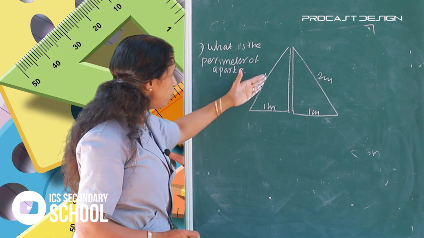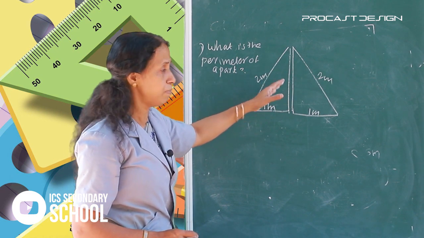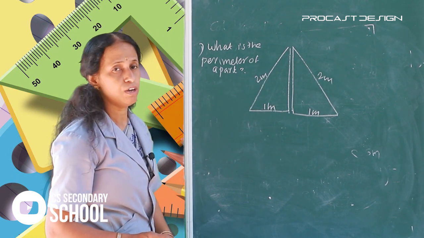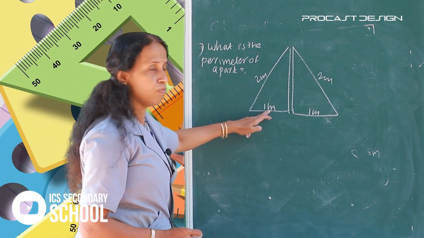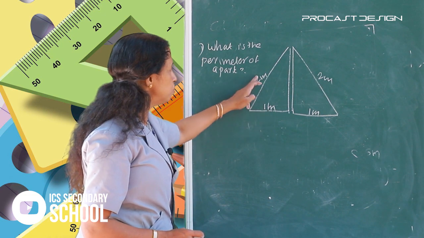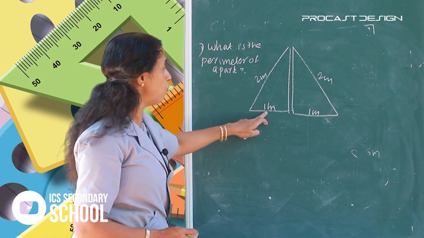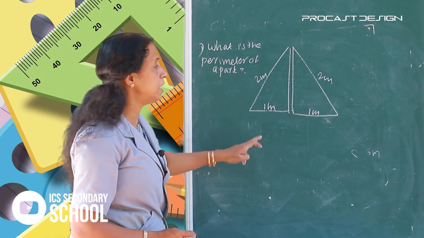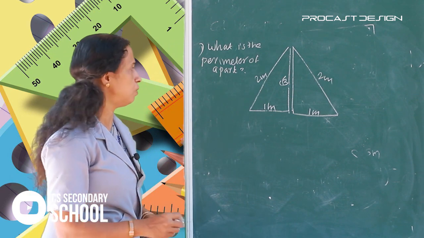What is the perimeter of this part? These 2 parts are the same. Find the perimeter. Here 2 meter, this 1 meter. The remaining side is root of 2 squared minus 1 squared, which is 4 minus 1, equal to root 3. This side is equal to root 3.